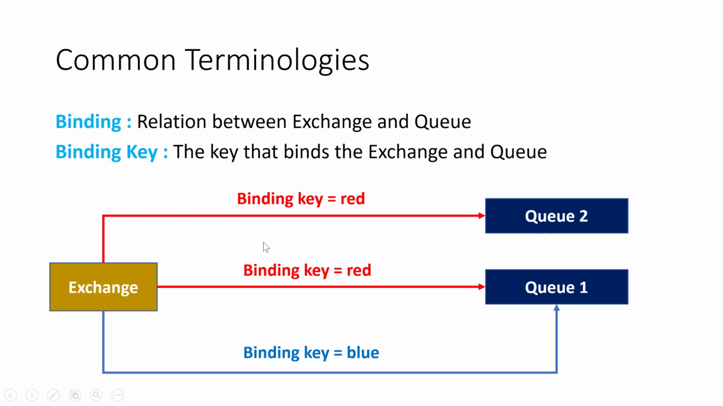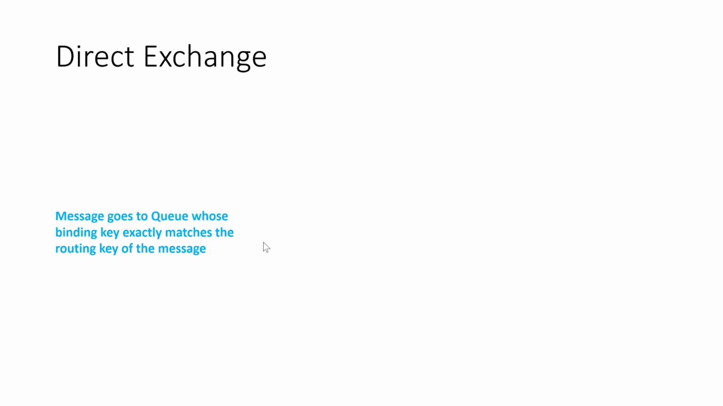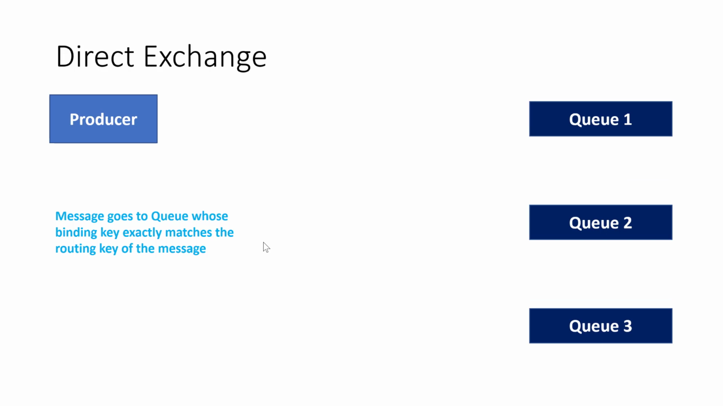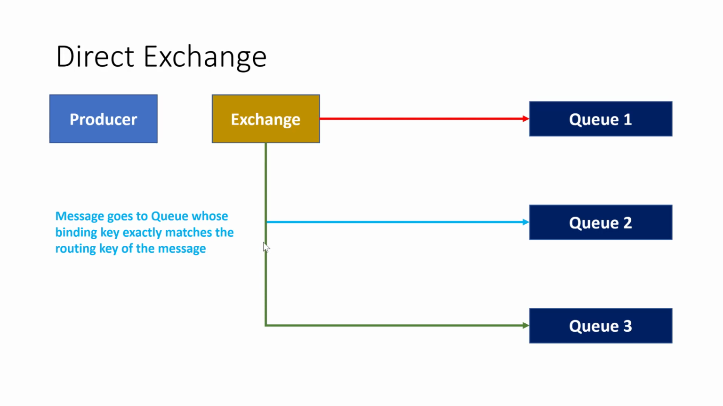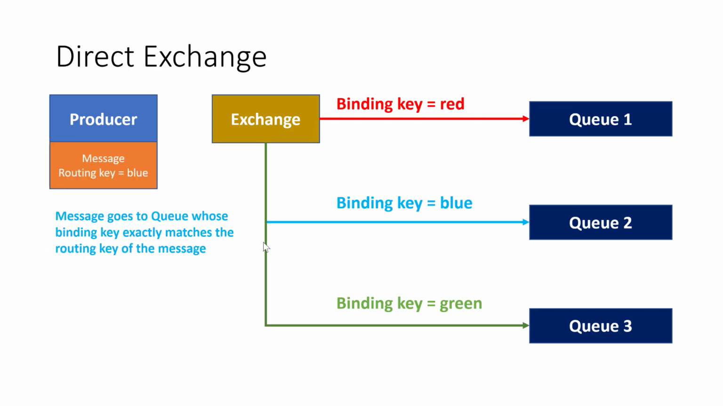Okay, so now that we know this, I'll talk about direct exchange. In direct exchange, you have the producer, you have multiple queues, and you have the exchange. And the exchange has a binding with the queue. And there are these keys, the binding keys that bind the exchange to the queue. Now the producer produces a message, and along with the message, there is the routing key as part of the header. And with the direct exchange, the routing key must exactly match the binding key.